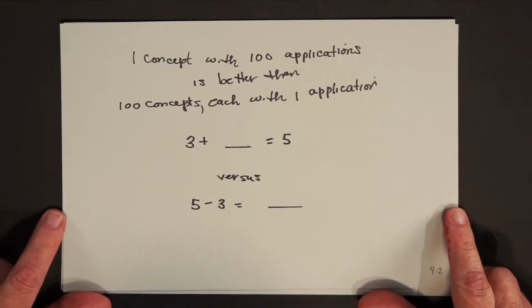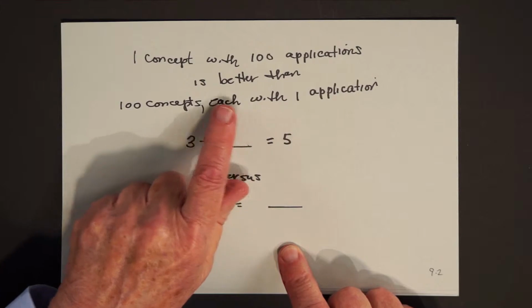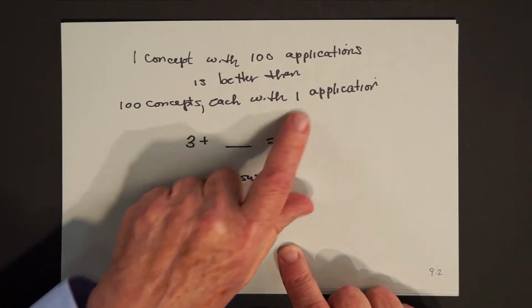As we go through this course, what you're going to find is that our adjective-noun theme unifies all of the numbers that we use in arithmetic. In other words, using the adjective-noun theme, we can take any fraction problem and convert it into an equivalent whole number problem. In other words, and I'm going to write this down because I think it's important for you to really see it, 100 applications of one concept is much more effective than 100 different concepts, each with one application. One concept with 100 applications is better than 100 concepts, each with one application.